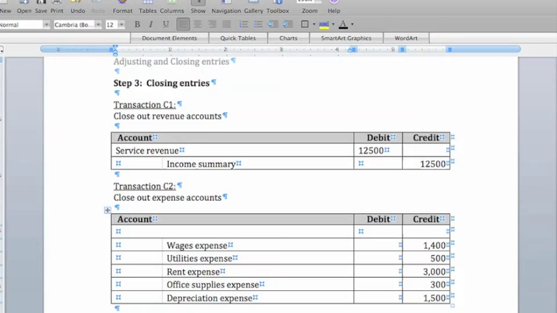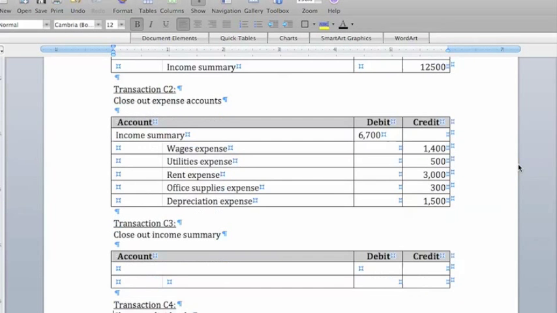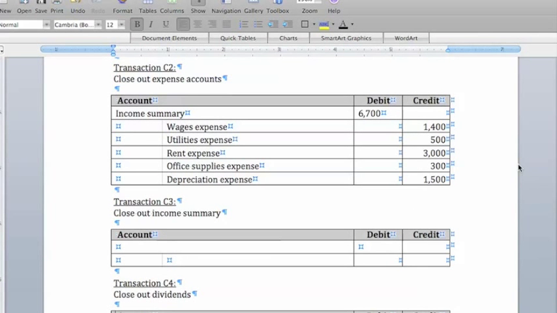and have a corresponding debit to income summary for $6,700 that groups all of our expenses together. Now remember that income summary is actually a temporary account itself. And so what we need to do now is close out income summary to retained earnings.